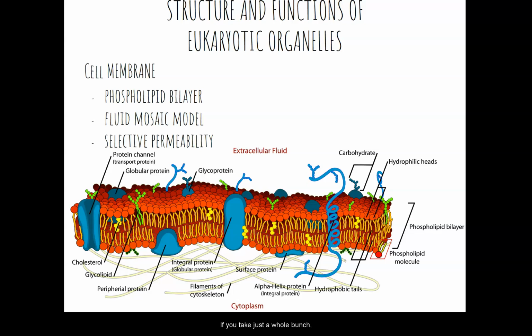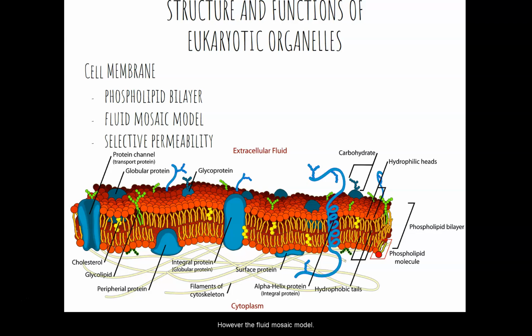If you take just a whole bunch of phospholipid molecules and you start shaking them, over time they will start to organize their orientation so that the hydrophilic heads are dissolved in water and the tails are pointing towards each other. So this is the outermost layer of every single cell, and this is what your body's made out of as well. Now, it's easy to think that a cell membrane is this static thing.